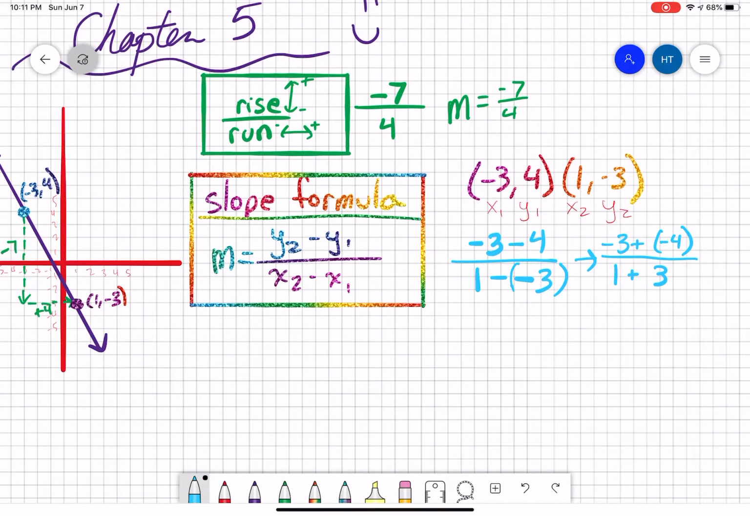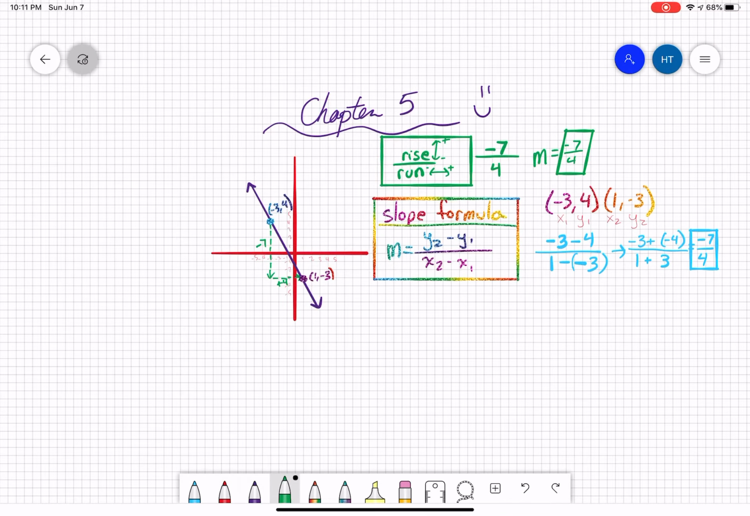So when I calculate my numerator, I get -7. When I calculate my denominator, I get 4. So -7 over 4. Hey, that's exactly what I got before. And that's true because I did it off the same graph.